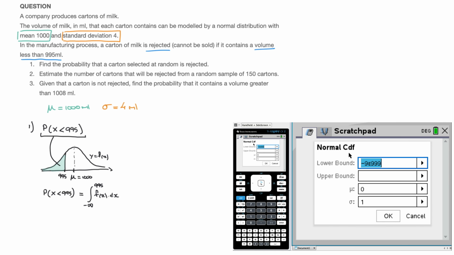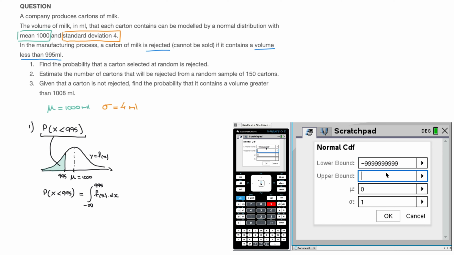And for this normal CDF function, the calculator is now asking me for the lower bound. Now the lower bound technically is this negative infinity we have here on the integral. But rather than typing in negative infinity, for all practical purposes, all we need to enter here is a very large negative number. And so I tend to write something like this. I'll write negative followed by a bunch of nines. Something like this. Negative 99999999999. There we go. That should be more than enough.